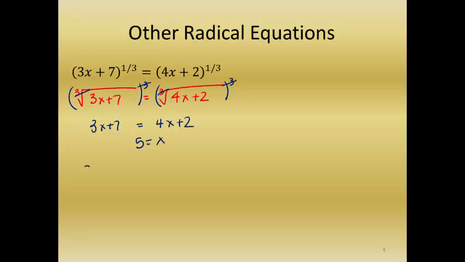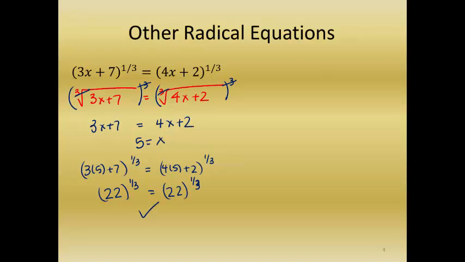I should check my work. 3 times 5 plus 7 is that, and the cube root of that, or the 1/3 power. 4 times 5 plus 2 to the 1/3 power. This is 15 plus 7, or 22 to the 1/3 power, which simplifies on the other side the same way, 22 to the 1/3 power. So I don't have to evaluate that. Both sides are the same. That's what an equal sign tells us. So we got it.